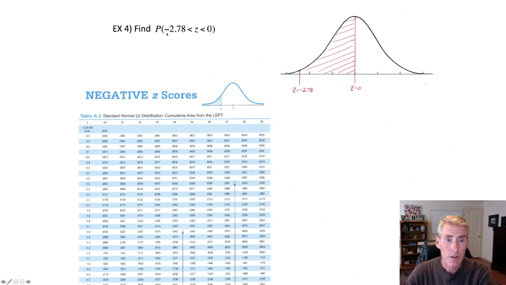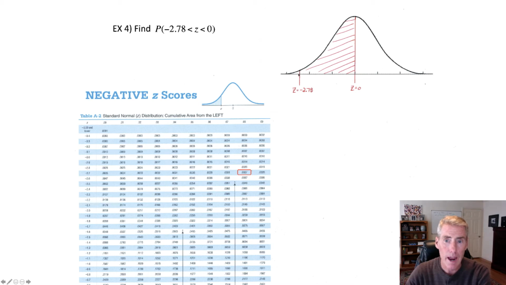So get the table, the one that says the negative z-score, and then look up negative 2.7. Here's negative 2.7. And then go over to the 8 for the last decimal place, and that is 0.0027. So when you're looking at the negative z-scores, it's going to tell you the far end, which is actually called the tail end. And this tail end right here is going to be 0.0027.